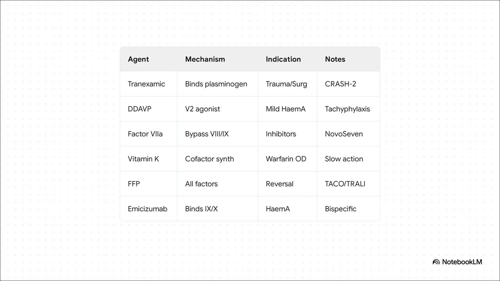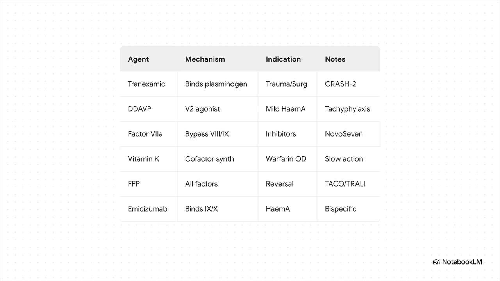Let's start with the antifibrinolytics, tranexamic and aminocaproic acid. Their exact mechanism? They competitively bind lysine-binding sites on plasminogen. And when you write that down, you must not forget to mention the CRUSH-2 trial, which proved that tranexamic acid significantly reduces mortality.